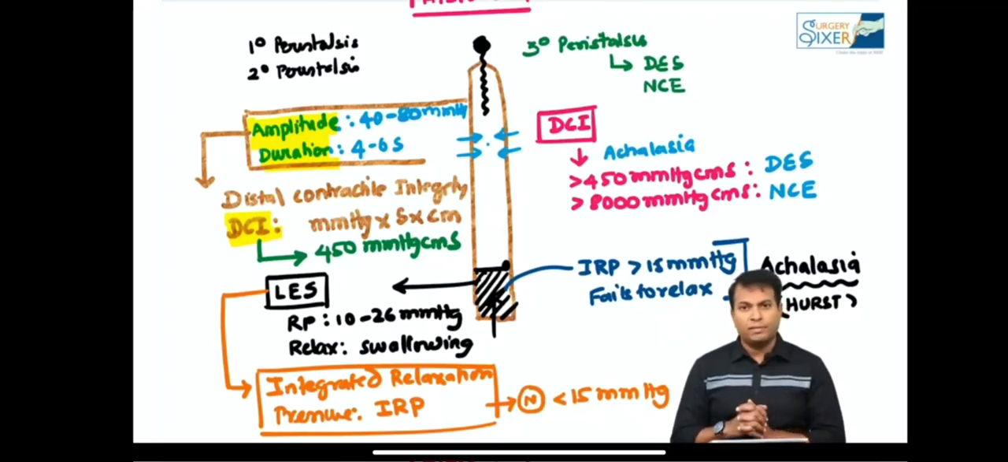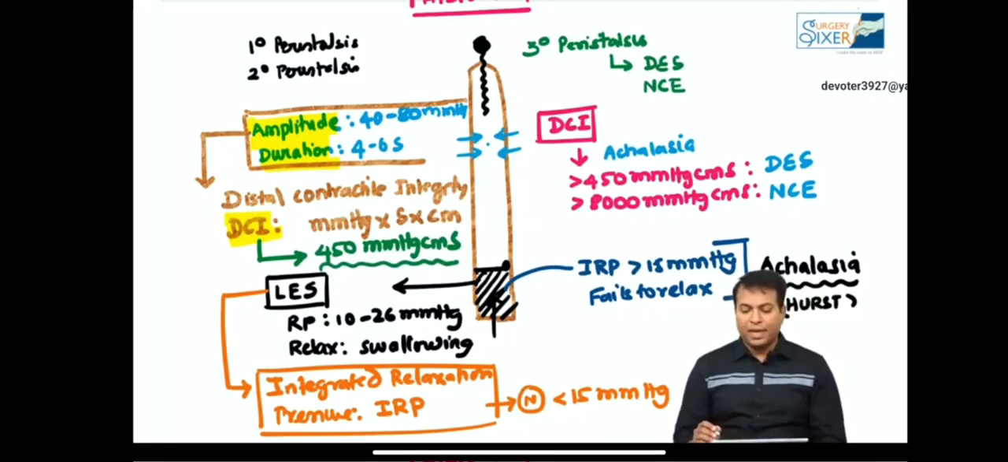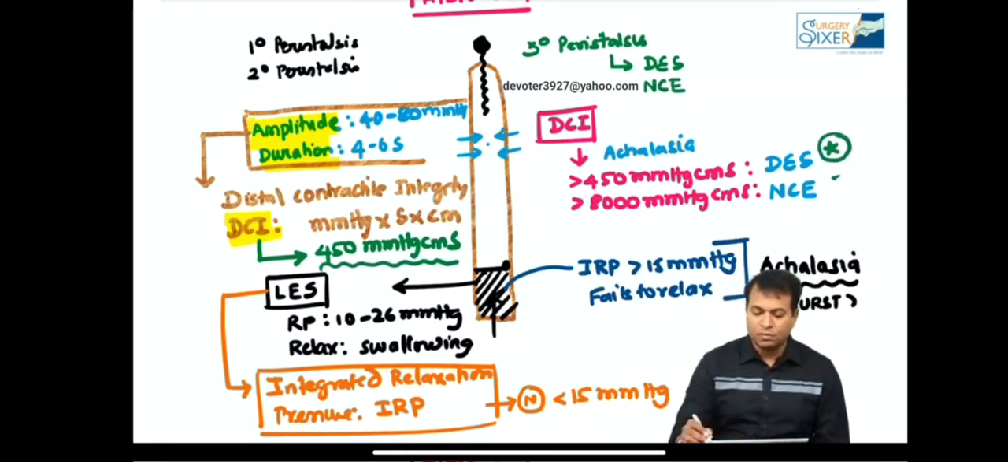Amplitude and duration are the old terms for the distal contractile integral given in Chicago now. The normal value is around 450 millimeters mercury centimeters seconds. If it is more than 450 millimeters mercury centimeters seconds, it is DES. If it is more than 8000, it is nutcracker.